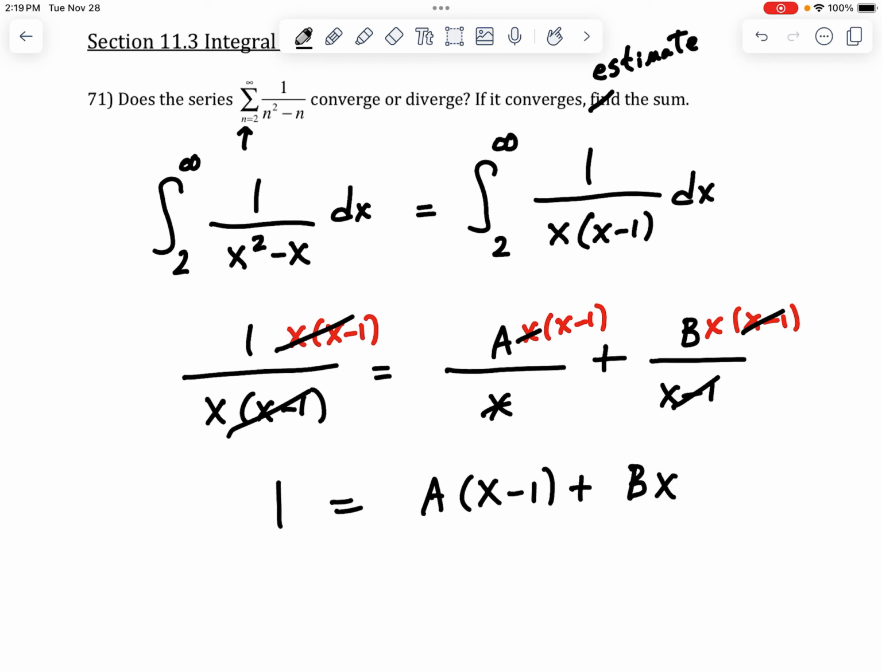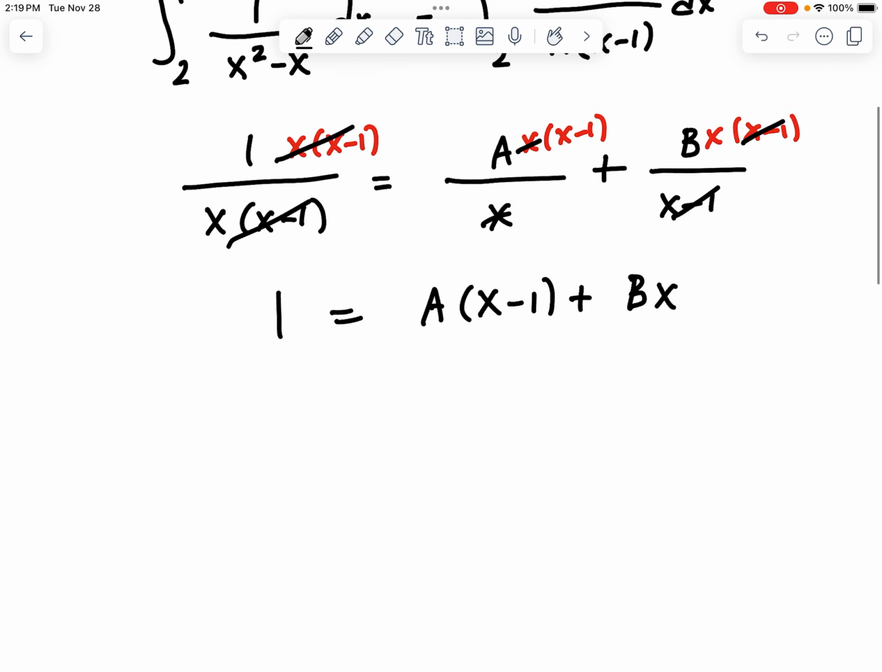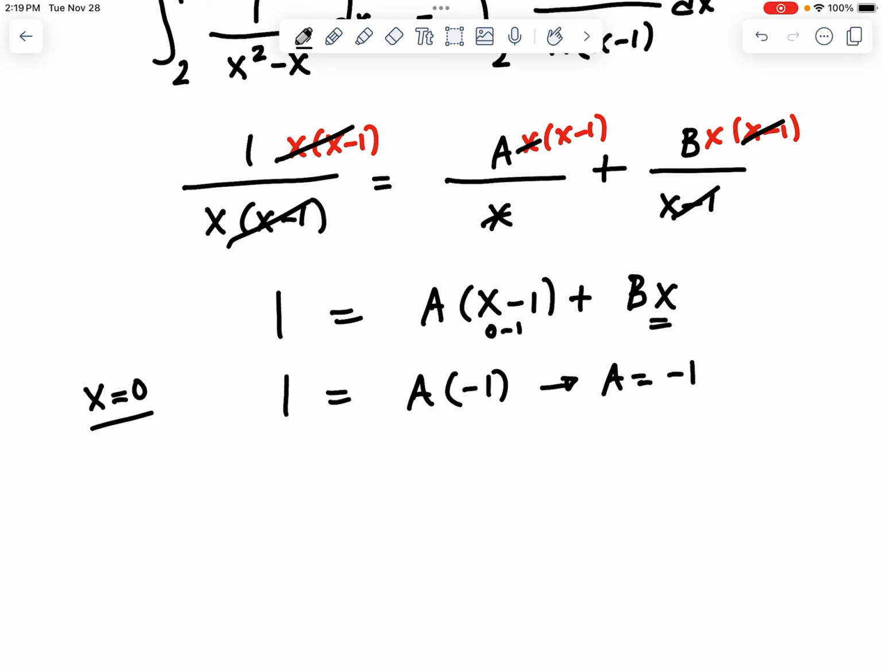And at this point, what I prefer to do is just pick numbers for x, like nice easy numbers. What if x equals 0? So the left side will have 1. For the a, that would be 0 minus 1, so that means the a is multiplied with negative 1, and then it's going to be b times 0, so that is leaving us the answer that a equals negative 1.